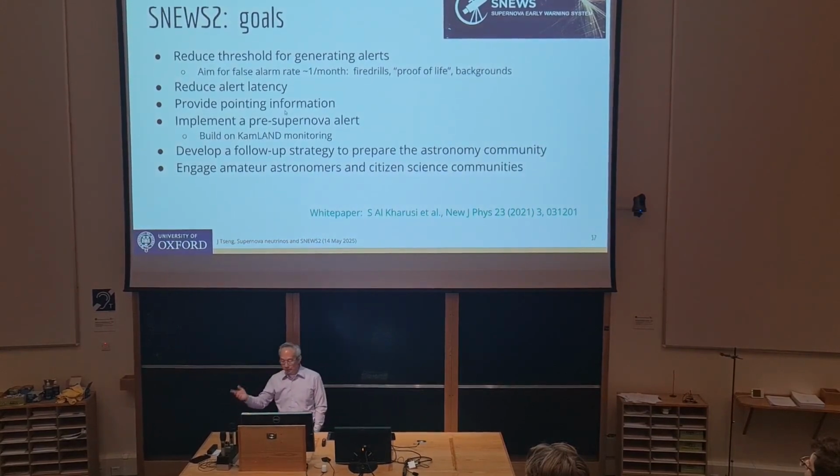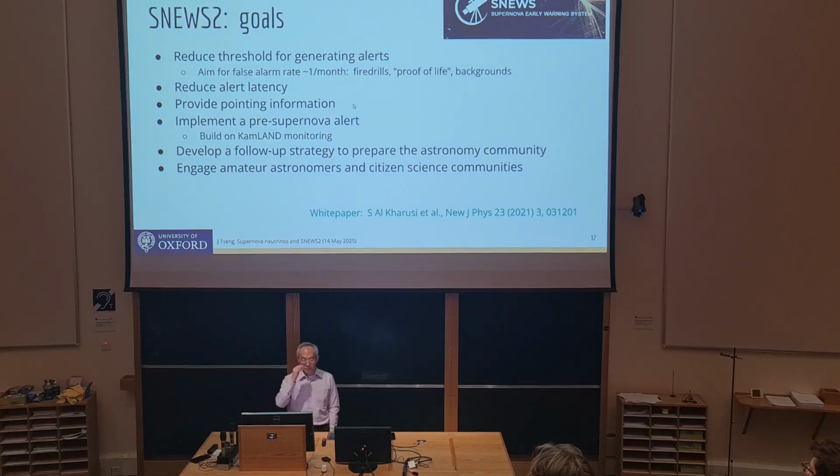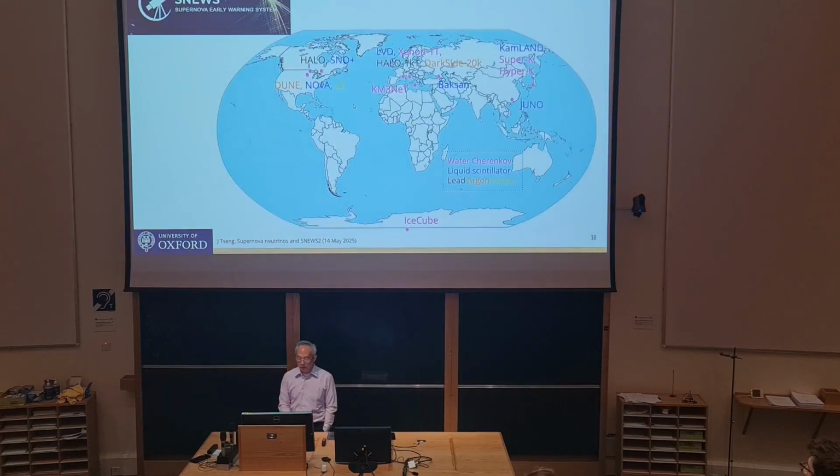So for SNEWS 2, there was a white paper several years ago about how we were going to upgrade this, and I'll just go through a couple of these points. I mentioned already the false alarm rate of once per month, which will be used for things like proof of life, fire drills, etc. Also provide information in real time that might help observers later on. Also implementing a pre-supernova alert, so taking advantage of the neutrinos that might be coming out of silicon burning, which, at least for nearby stars, we might be able to get. And then develop a follow-up strategy to prepare the astronomy community.